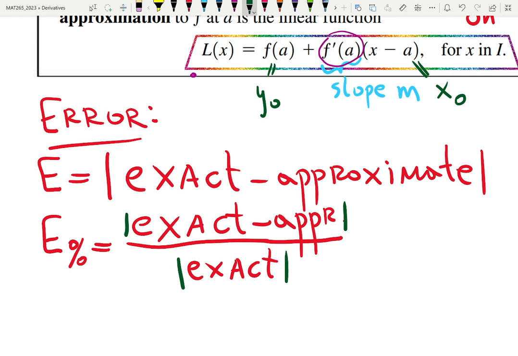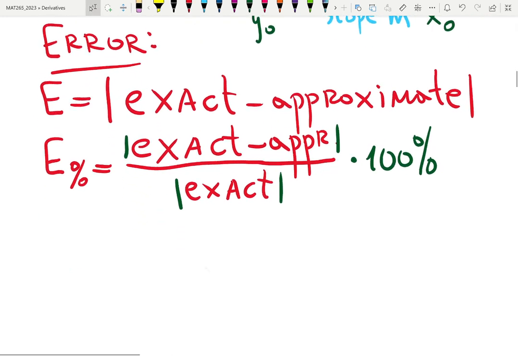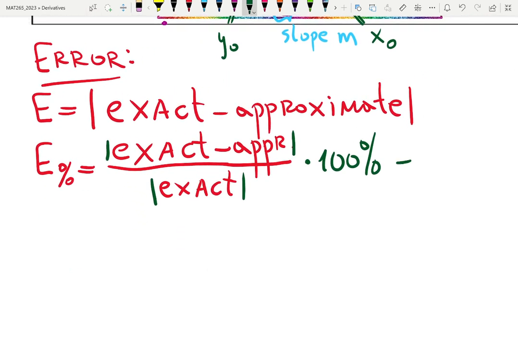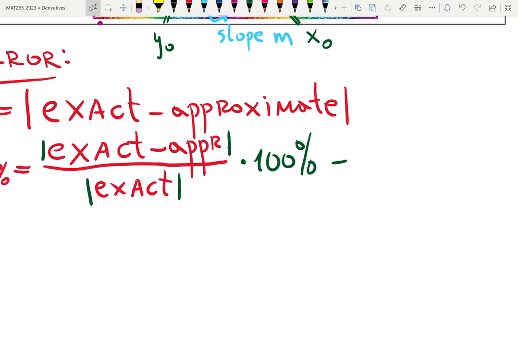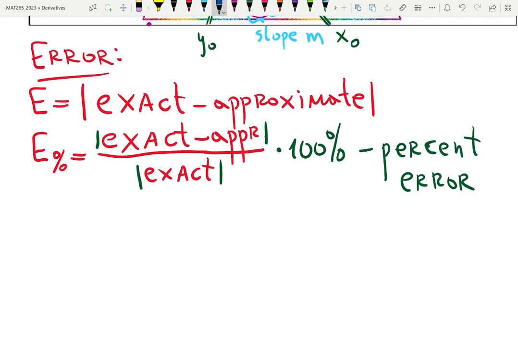How cool is that? So if you want a percentage, you multiply by 100%. That's percent error. You will see it too in the literature. Percent error. Do you have questions about this? What do you think about this thing? Percent error. So if you're majoring in CS, we will have to learn this in depth eventually.